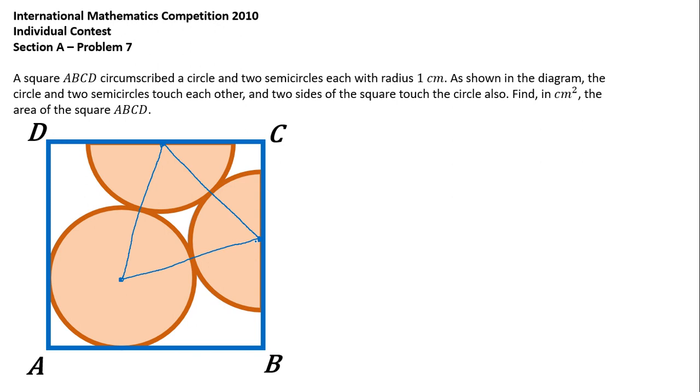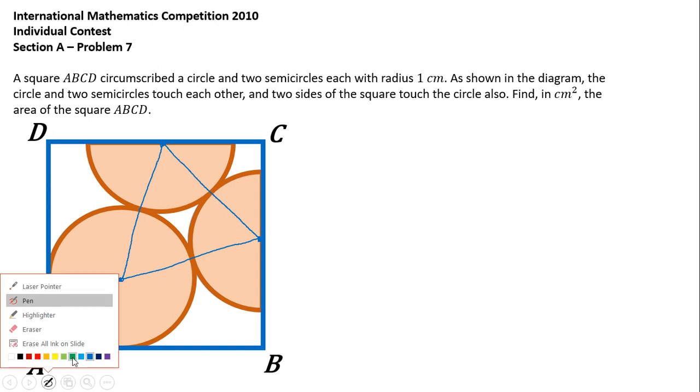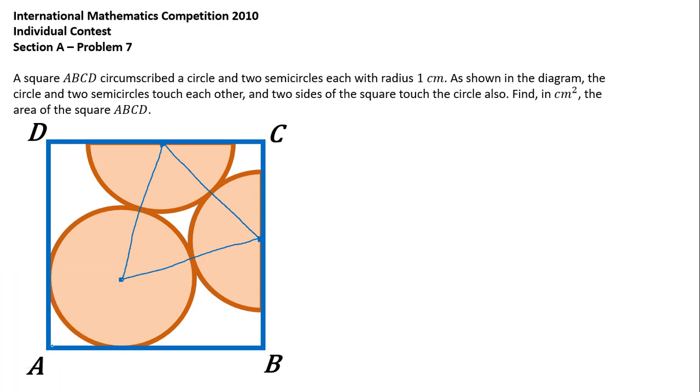Okay, another observation is that the square, or even the entire figure, including the circle and the two semicircles, is symmetric about the diagonal AC. So why not also draw the diagonal? So let's do that. Okay. Now these observations are useful because these reveal some other information in the figure.